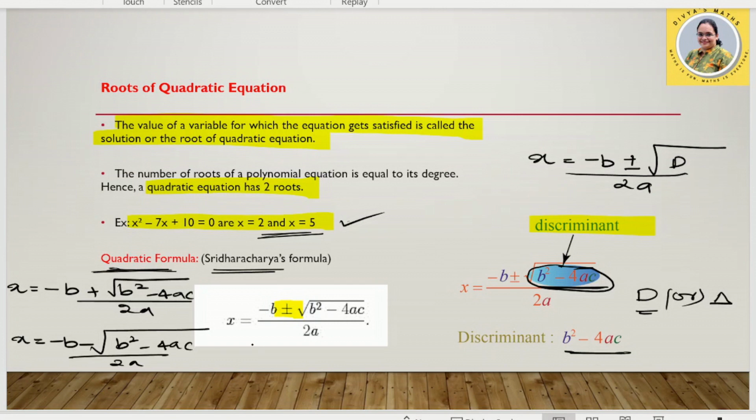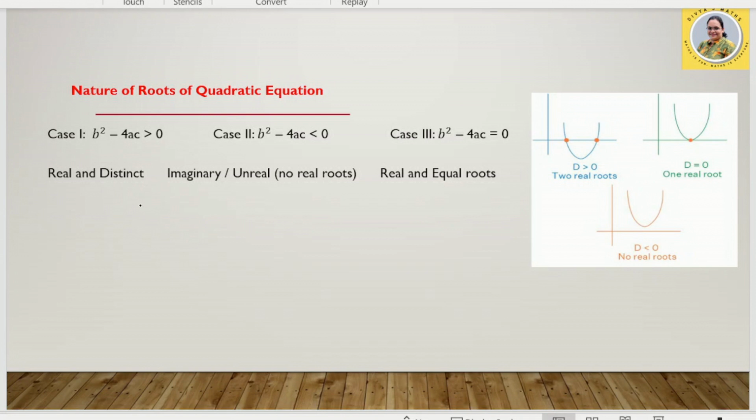Okay. So we know that this quadratic equation has two roots. Right? So how will the two roots be? What is the nature of those two roots? We will discuss the nature of the roots of a quadratic equation. But what is the quadratic formula? x equals minus b plus or minus root of b square minus 4ac by 2a. Now see here, the nature of the roots depends on this b square minus 4ac.